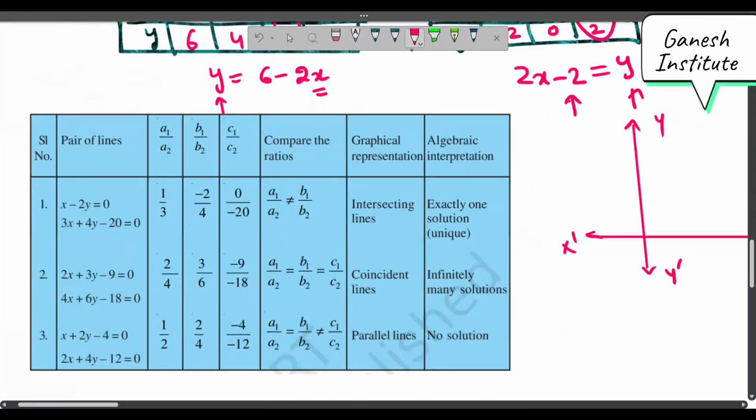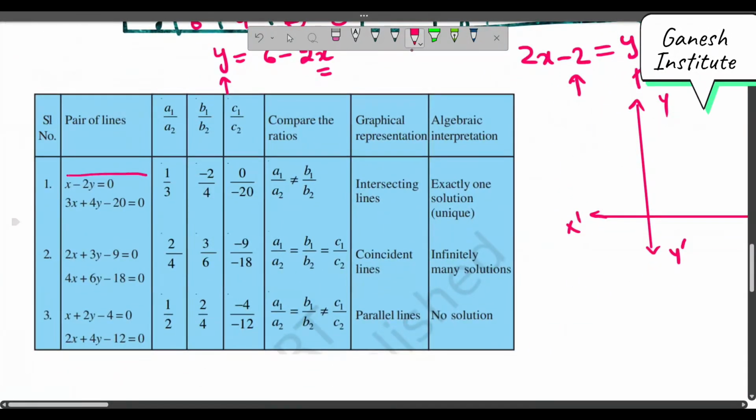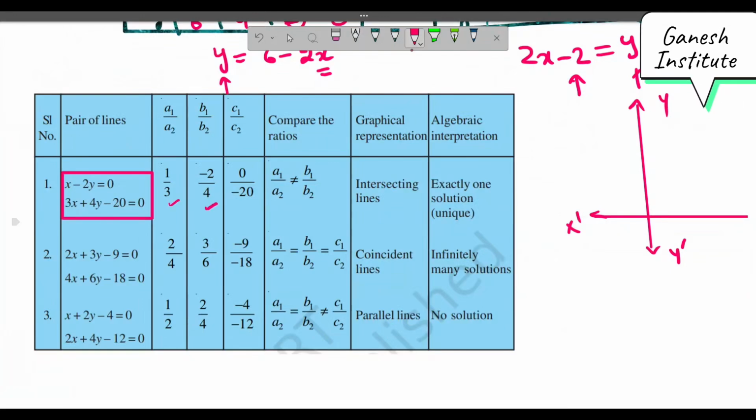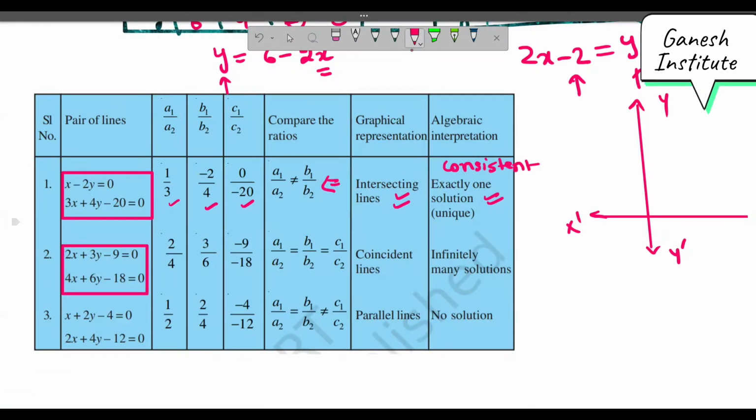Okay. So just to summarize what we have talked about, if I have a pair of linear equations and you find out their ratios, if the first one is not equal, then you no need to find out the third one because that will be the direct case of intersecting. That is one solution, that is consistent. Then if you have another set where all of them are equal, that is when you have coincident lines and infinitely many solutions. Again, this is the case for consistent, yeah?